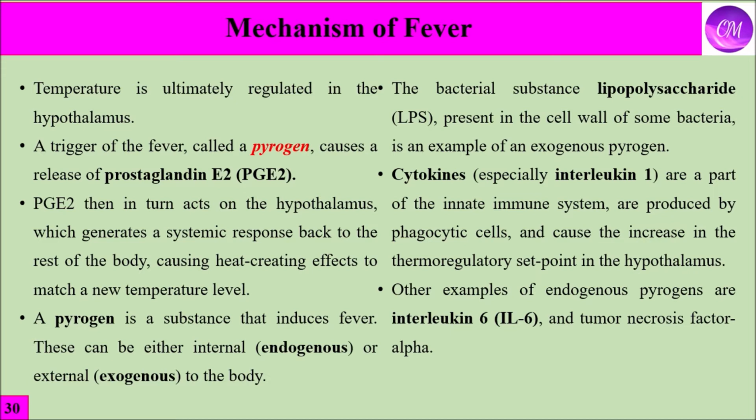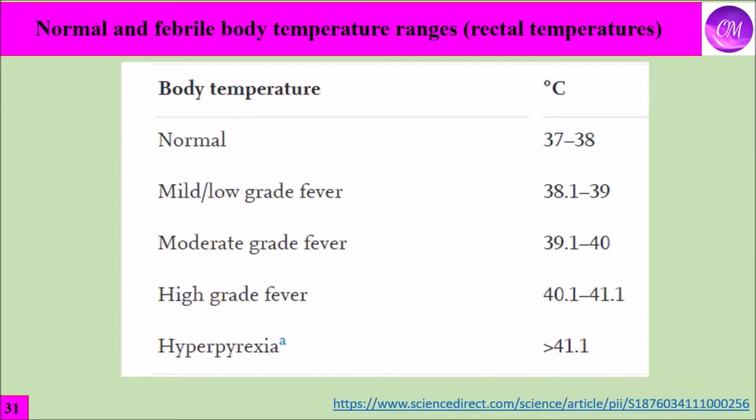A pyrogen is a substance that induces fevers. This can be either internal or external to the body. The bacterial substance lipopolysaccharide, present in the cell wall of some bacteria such as Escherichia coli, is an example of an exogenous pyrogen. Cytokines, especially interleukin-1, are a part of the innate immune system, are produced by phagocytic cells, and cause the increase in the thermoregulatory set point in the hypothalamus. Other examples of endogenous pyrogens are interleukin-6 and tumor necrosis factor alpha.